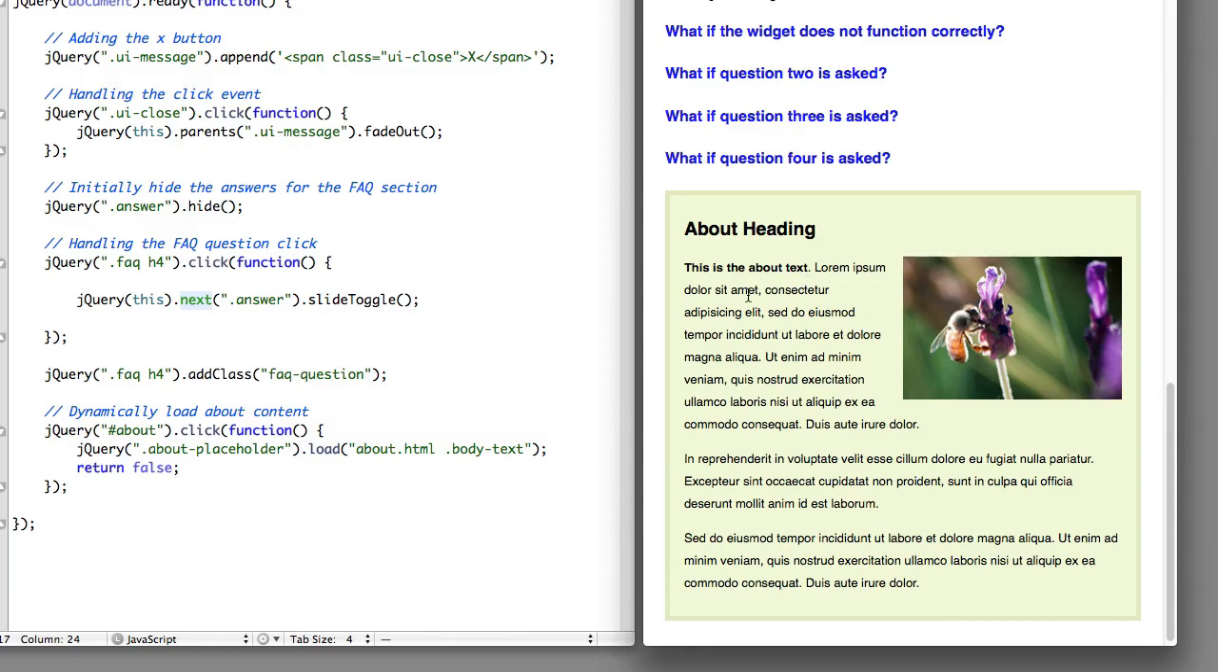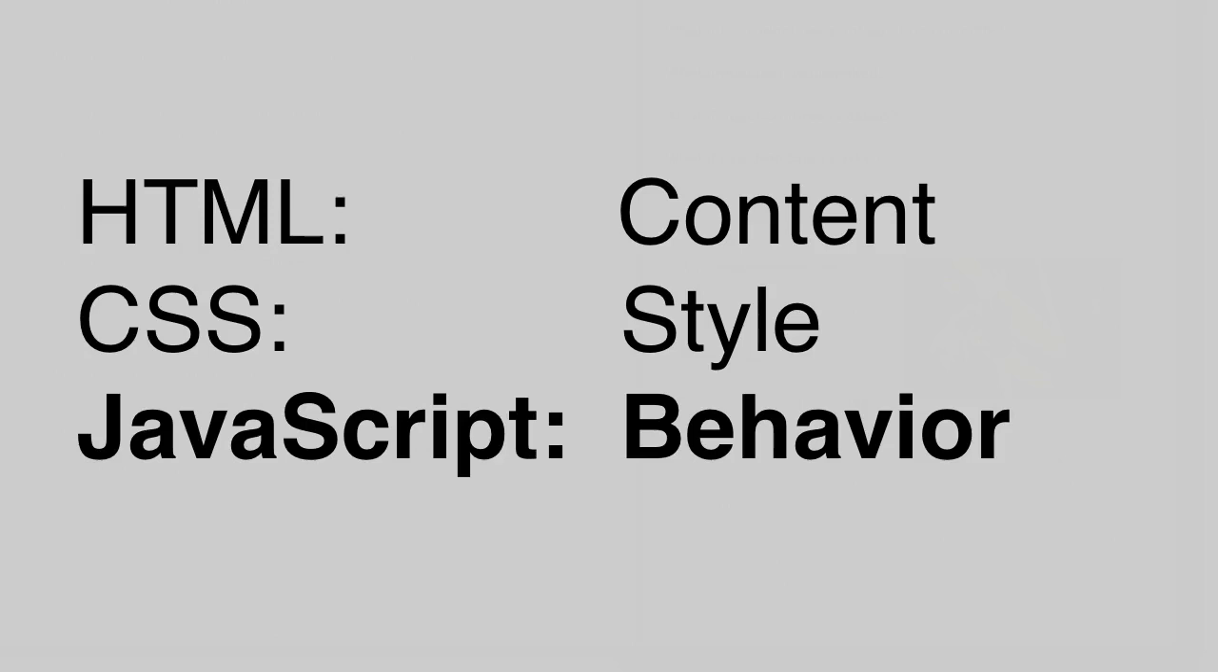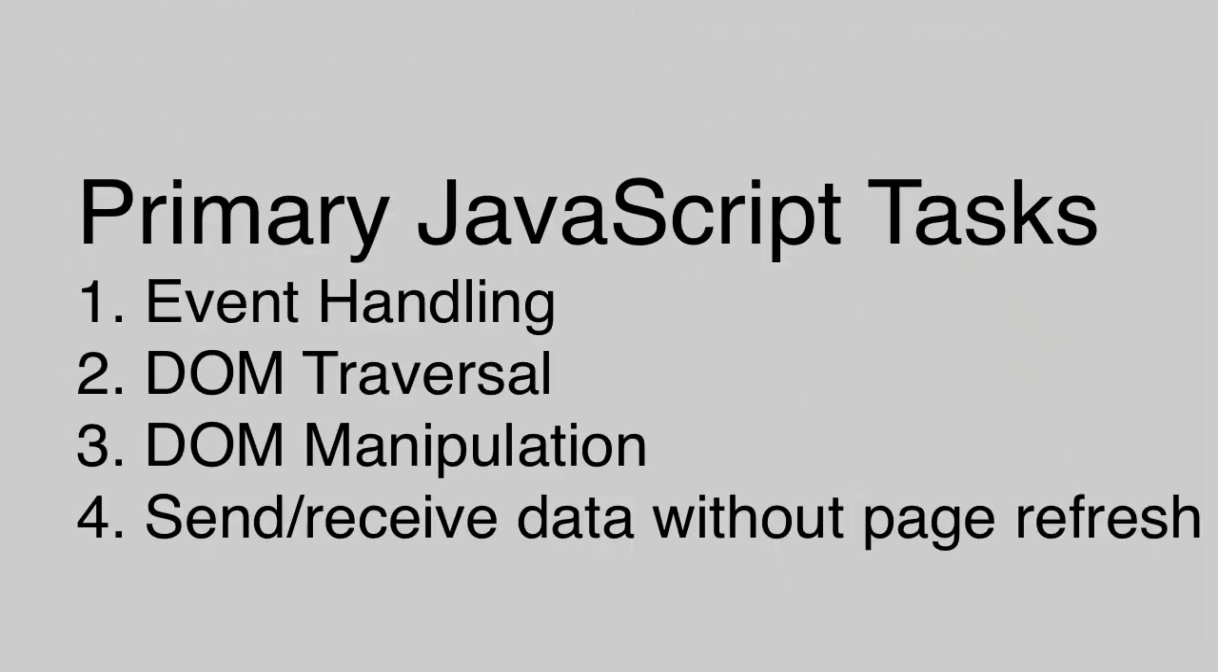And that's going to conclude this introductory video to JavaScript with jQuery. Let's review what we've learned. We've learned the role that JavaScript plays. HTML is for content, CSS controls the styling and appearance, and JavaScript controls the behavior. Now obviously there are a lot more than 4 uses for JavaScript, but we think of the big 4 as event handling, DOM traversal, DOM manipulation, and sending receiving data without page refreshes.